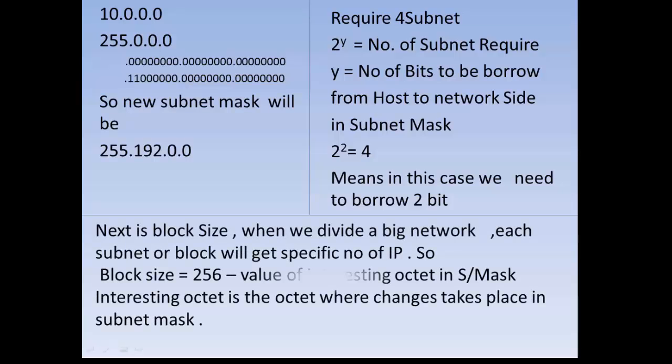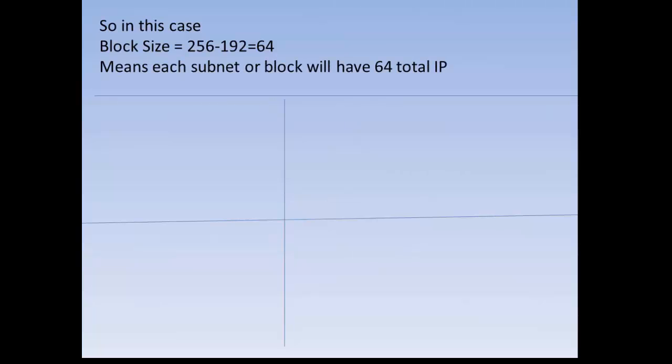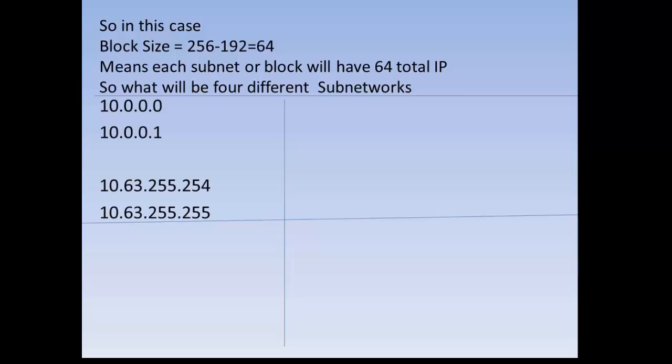When we convert it to binary, it is 255.192.0.0. So take the block size: 256 minus 192 means 64 will be the block size. Again this variation comes into the second octet. So the very first network ID will be 0. This will be the valid IP range, and this will be the broadcast.